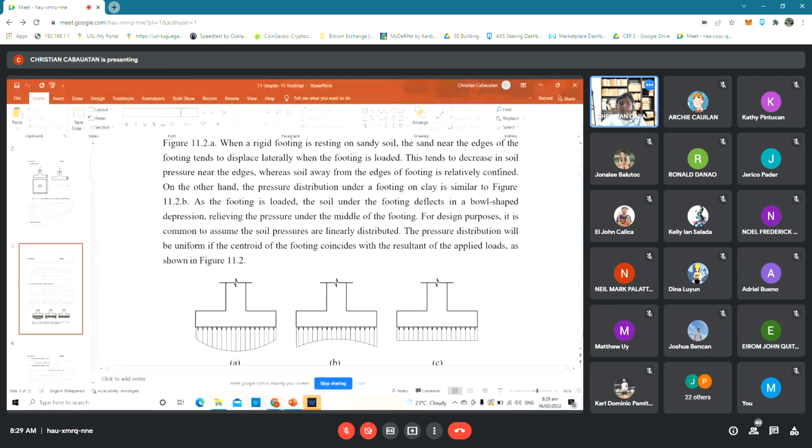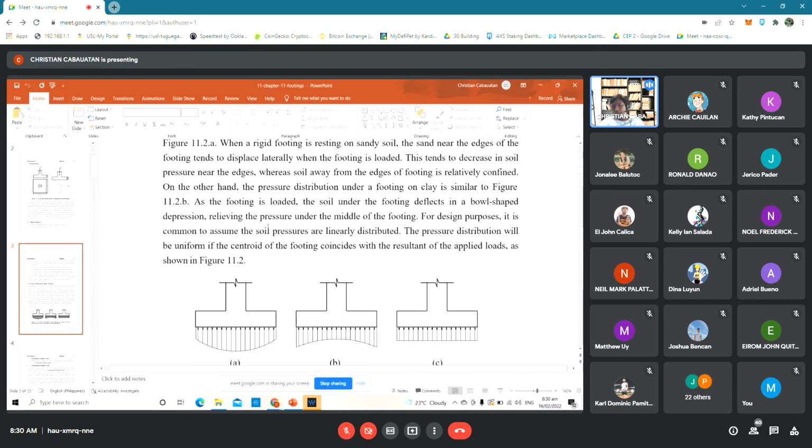In figure 11.2 point B, it is the distribution under a footing on clay, as I said earlier. When the footing is loaded in a clay soil, the soil under the footing deflects in a bowl-shaped depression. This is the concave downward shape, relieving the pressure under the middle of the footing.